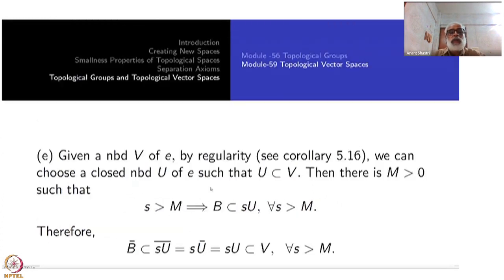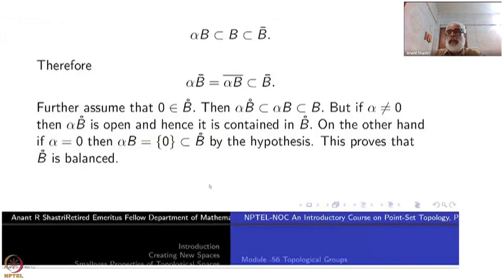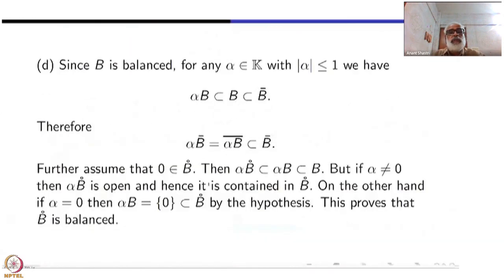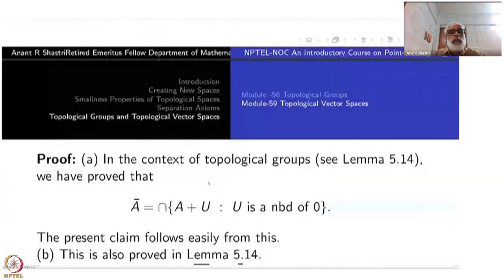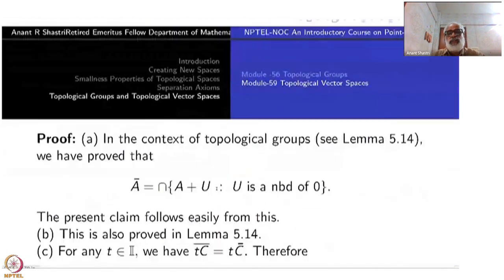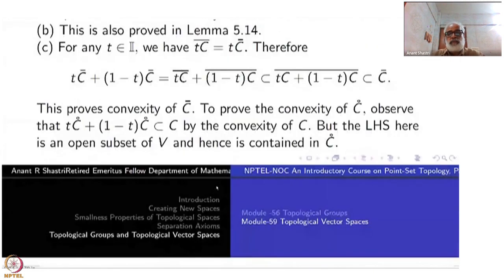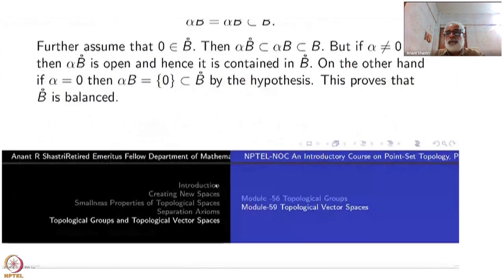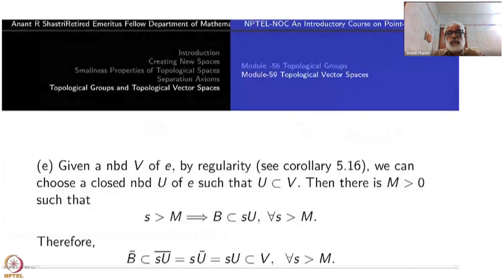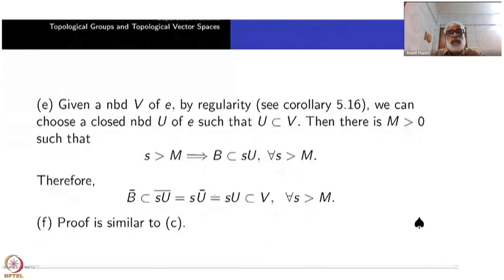Now the last one is a statement that, with the same notation, if A is a vector subspace, then A bar is a vector subspace. We had a similar proof for topological groups also.